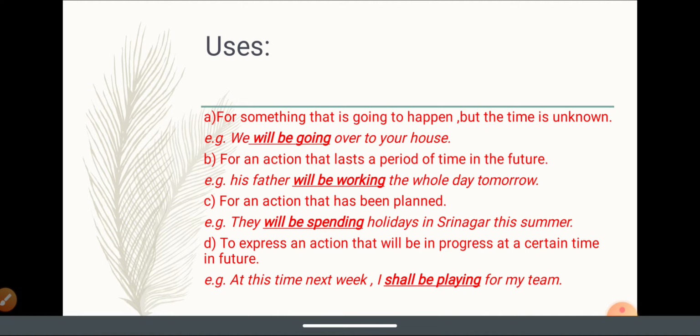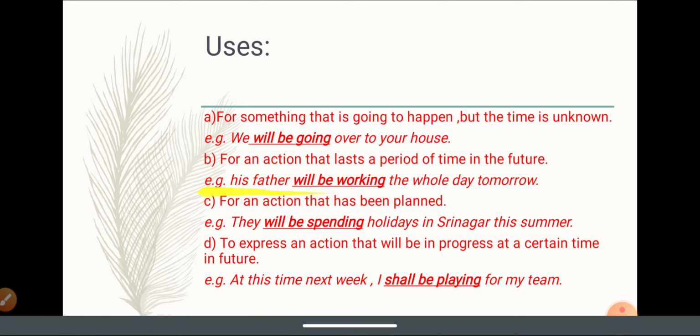We will be going over to your house. We will be going over to your house when is not mentioned. For an action that lasts a period of time in the future, like his father will be working the whole day tomorrow. So with the time when this task is given, whole day tomorrow, the father will be found working.